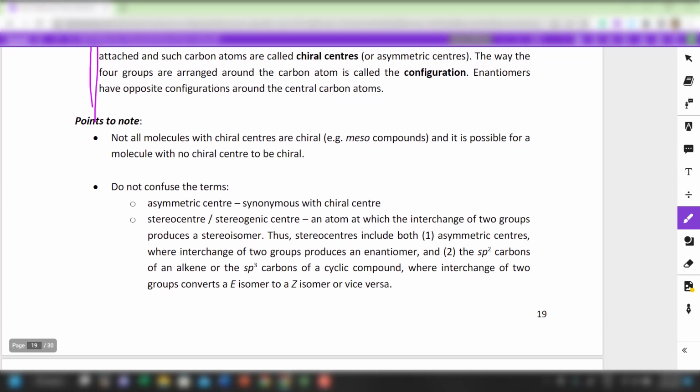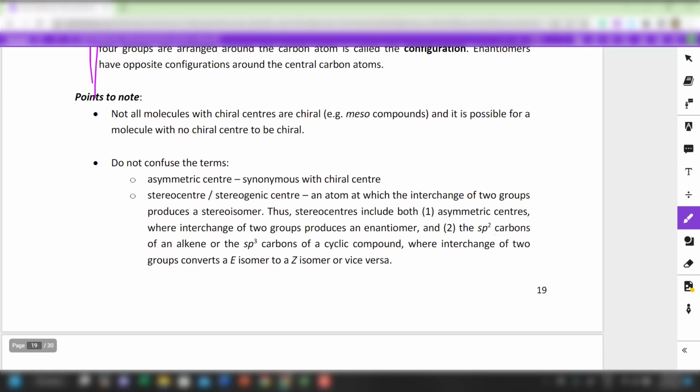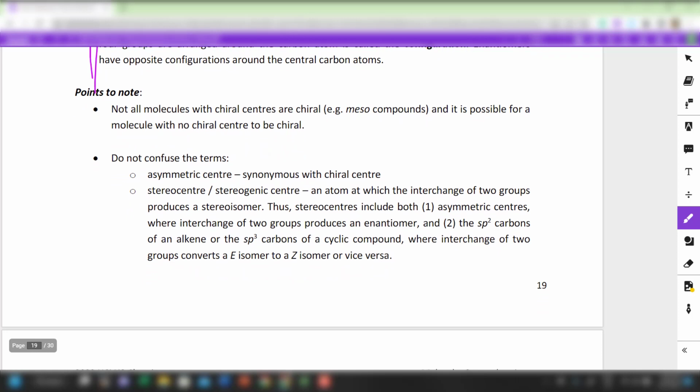There are a few points to take note of, which we often use in our lectures or in exam questions. Not all molecules with chiral centers are optically active or chiral. One example is a meso compound. A meso compound has an internal plane of symmetry, so with an internal plane of symmetry, the mirror image and itself will be superimposable.